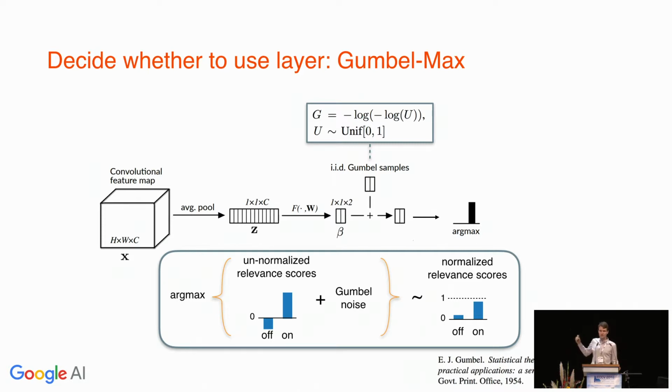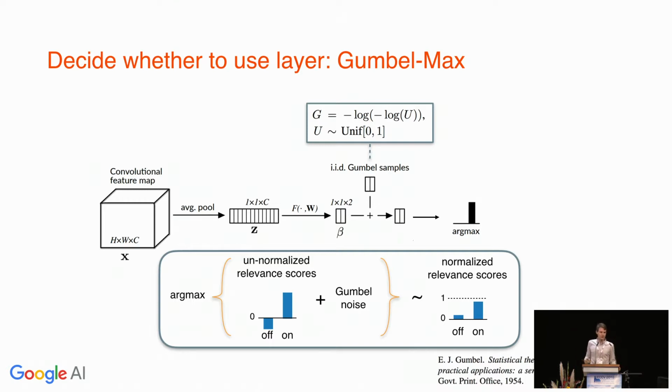The property is relatively simple. It just says that the argmax over unnormalized scores plus Gumbel noise is distributed according to softmax normalized relevance scores. So that's nice. That means we can simply take our scores, add Gumbel noise to it, and take the maximum. Then in expectation, we just execute the layer according to the normalized relevance scores. So this mostly solves our mode collapse problem.